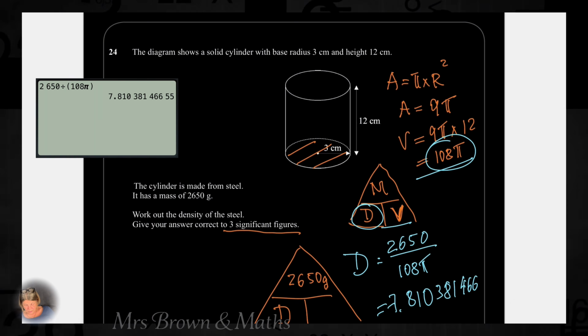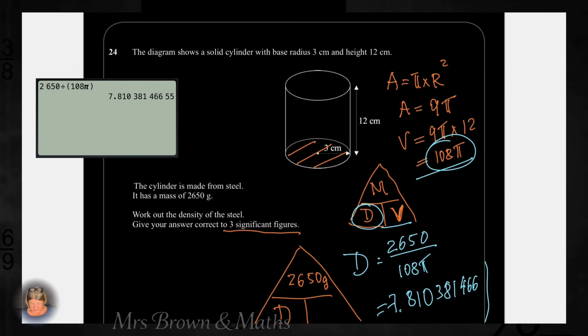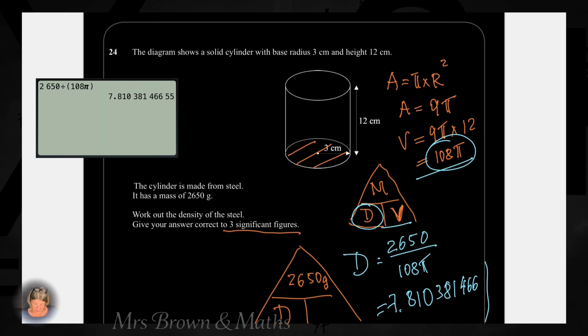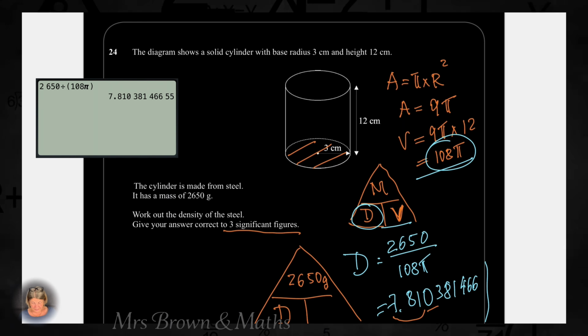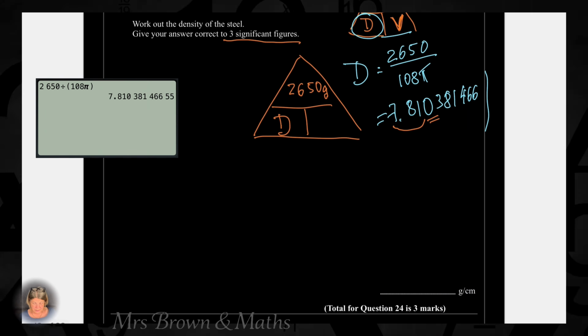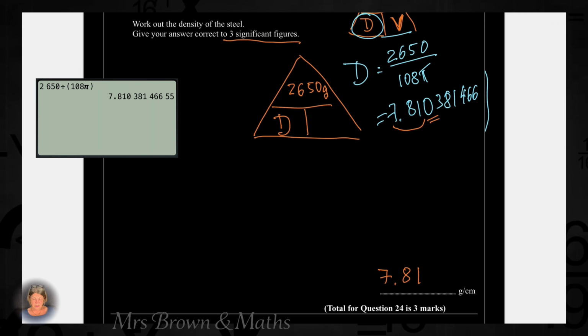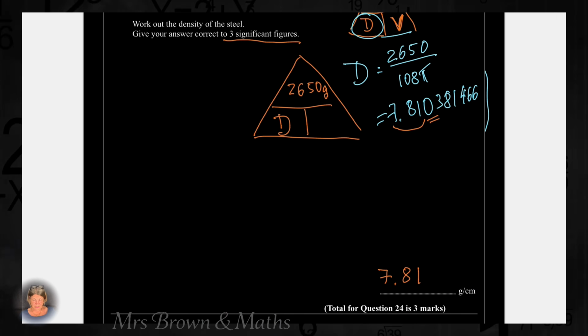7.8381466. Don't cross the frame, but it's enough. 3 significant figures is here. Look at the following digit. I don't have to round up, so the final answer is 7.81 grams per centimeter cubed.